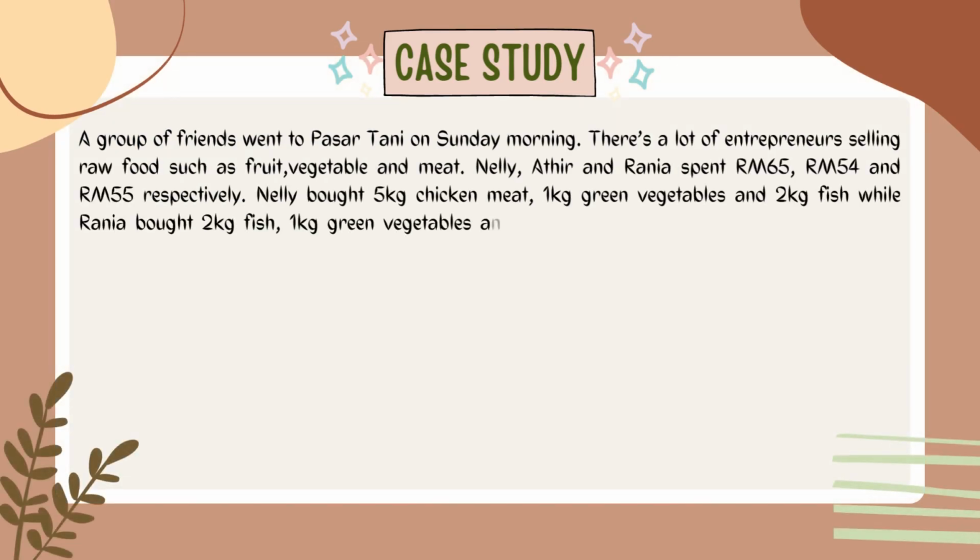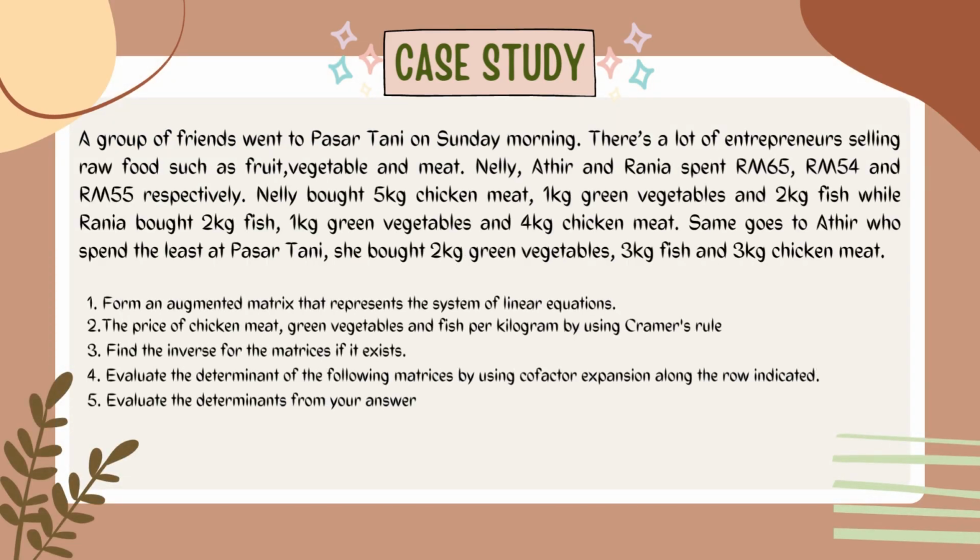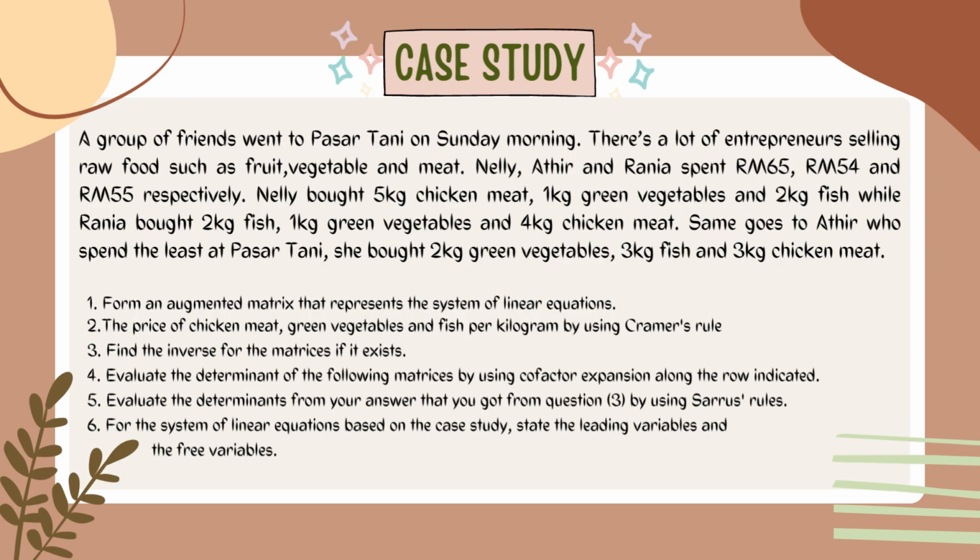And here is the case study. A group of friends went to Pasar Tani on Sunday morning. There are a lot of entrepreneurs selling raw food such as fruits, vegetables, and meat. Nelly, Atir, and Rania spent 65 ringgit, 54 ringgit, and 55 ringgit respectively. Nelly bought 5 kilogram chicken meat, 1 kilogram green vegetables, and 2 kilogram fish, while Rania bought 2 kilogram fish, 1 kilogram green vegetables, and 4 kilogram chicken meat. Same goes to Atir, who spent the least at Pasar Tani. She bought 2 kilogram green vegetables, 3 kilogram fish, and 3 kilogram chicken meat.